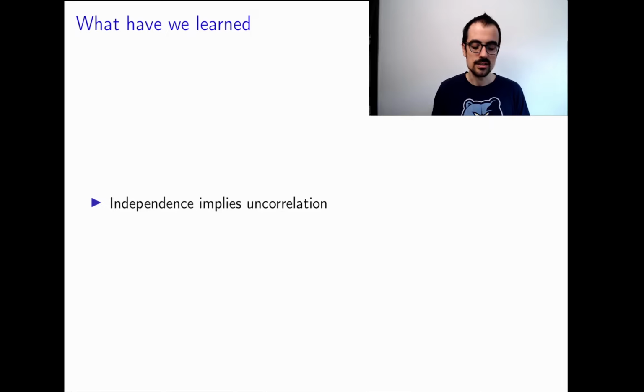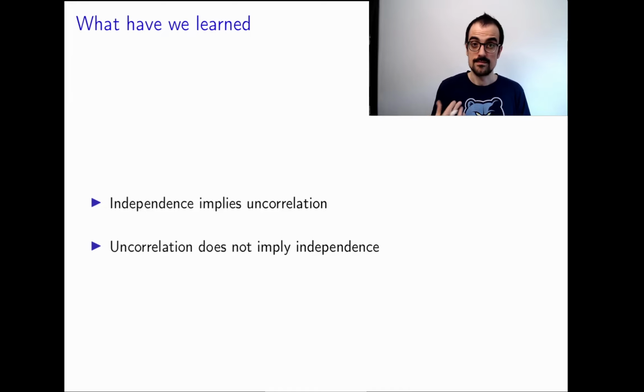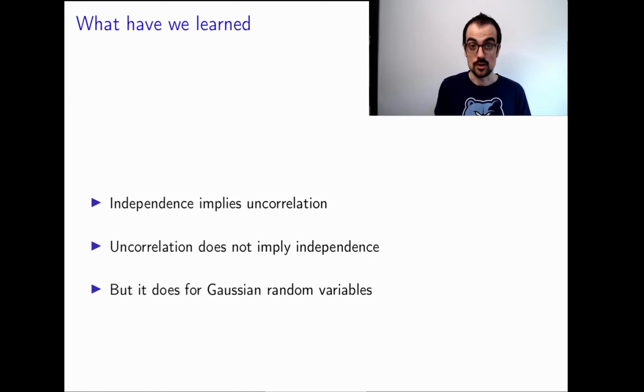Okay, so what have we learned? We have learned that independence always implies uncorrelation. We have learned that uncorrelation generally does not imply independence. And we have also learned that for Gaussian random variables, it does. When Gaussian random variables are uncorrelated, they're also independent.